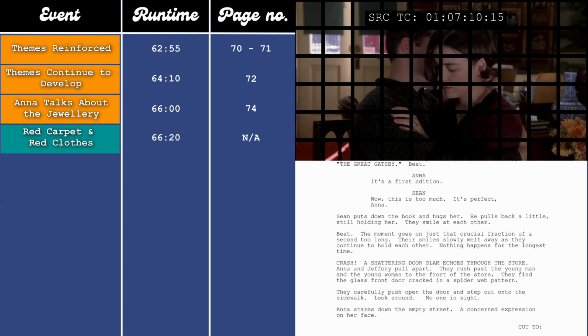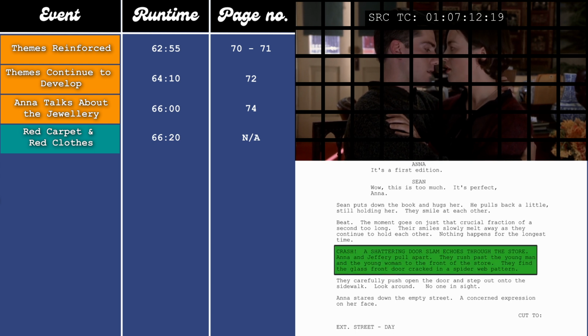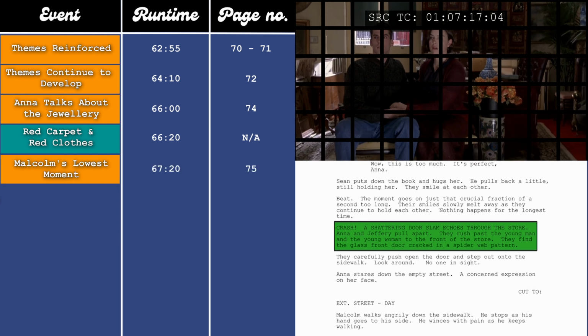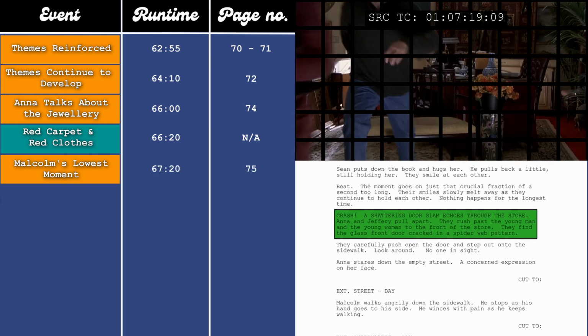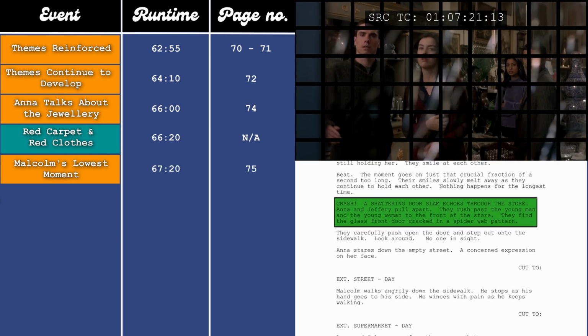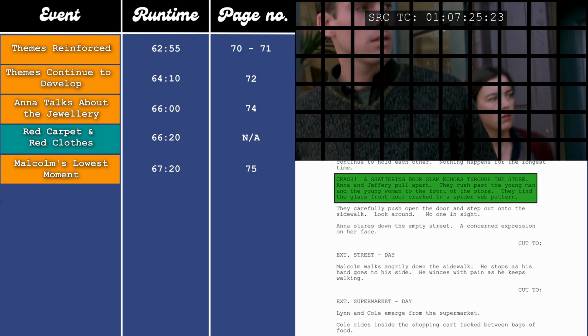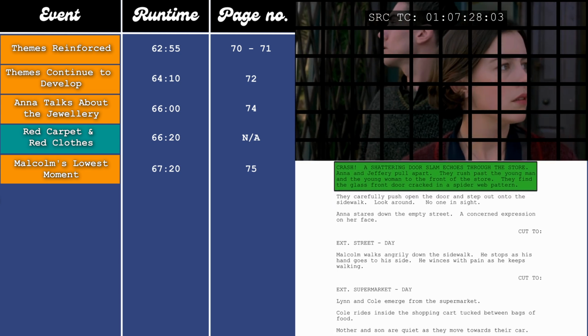Then, Anna and Sean's moment together leads to Malcolm breaking the window out of anger. This is him hitting his lowest moment. Just a little side note, I think he can break the window because he's so heightened emotionally, and we know that ghosts can interact with this world. We know that because they hurt Cole, so I think this is just an extension of that.